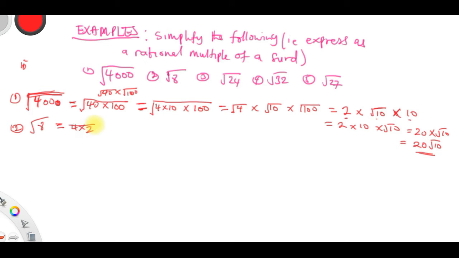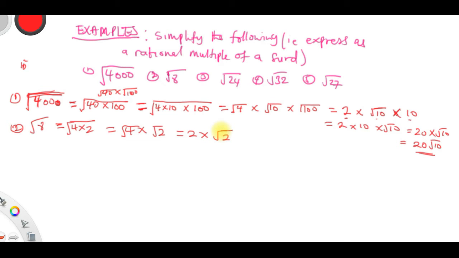Okay? And you write it as 4 times 2 under the square root sign, and you separate them. So you get the square root of 4 times the square root of 2. What is the square root of 4? The square root of 4 is 2. So you get 2 times the square root of 2.